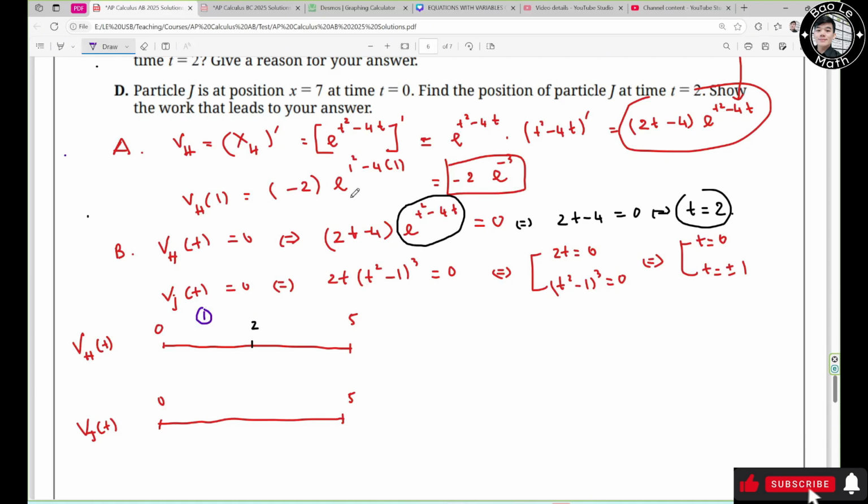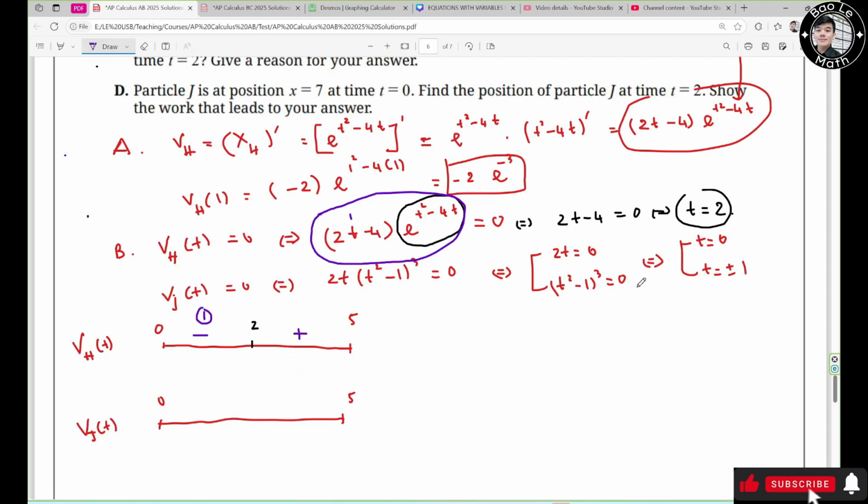I substitute back to the function vh of t, which means this one right here. Now I need to check to see if this one is positive or negative, right? So 2 times 1 minus 4 is going to be negative 2. This one is positive, so this one must be negative, right? This one should be positive, right?